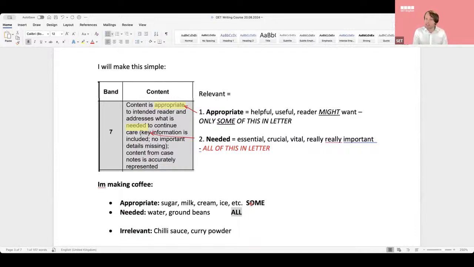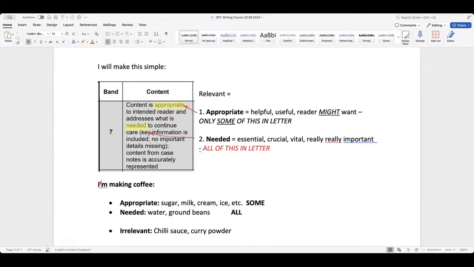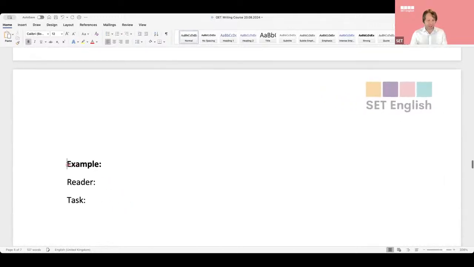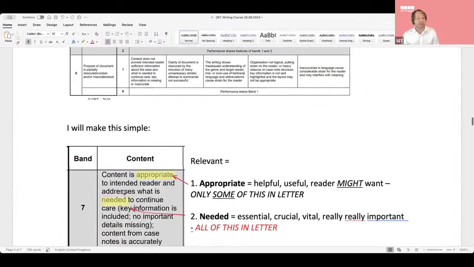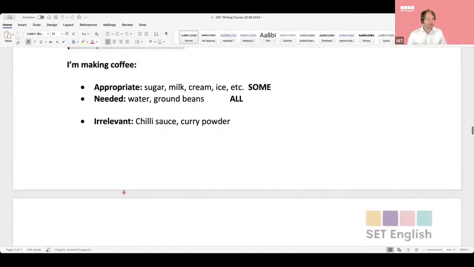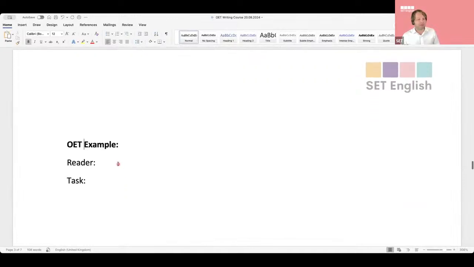Okay? Can I give you an example? I'm going to show you an example, and you tell me. So let's have an OET example now. Here's the OET example. You tell me. This should be easy now. When you understand this, it's actually very easy to choose case notes. It's not hard. Let me show you. So let's imagine, guys, the reader is a nurse, and the task is to visit a house and monitor medication.